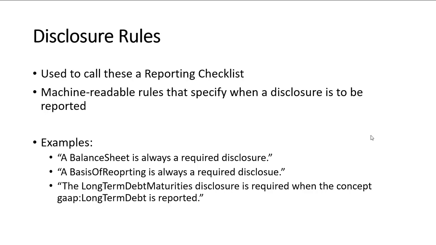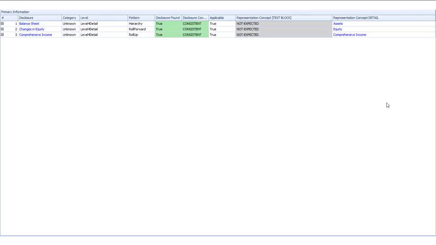So, for example, a balance sheet is always a required disclosure. A basis of reporting is always a required disclosure. Long-term debt maturities disclosure is required when the concept long-term debt is reported. Basically, that's it.